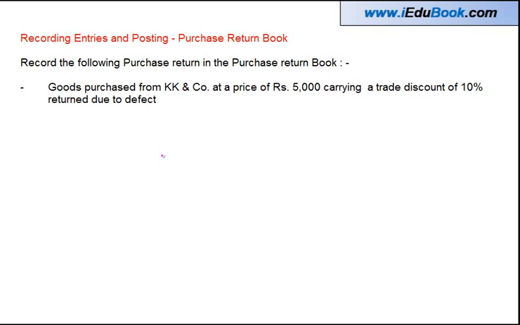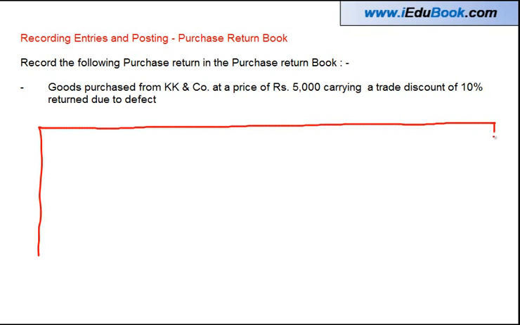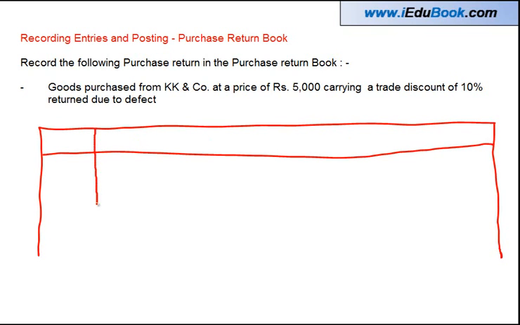Recording entries and posting purchase return book. Now we know that any purchase return which is done on credit in respect of goods and material is recorded in the purchase return book. The question which comes up is, how do you record it when you are preparing your purchase return book? And then how do you post it to the respective ledger accounts? So let us first see about the purchase return book. I broadly told you about the format in the last video.